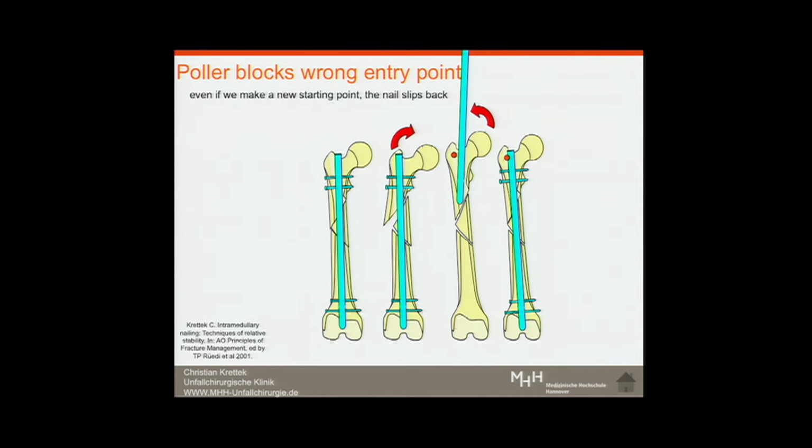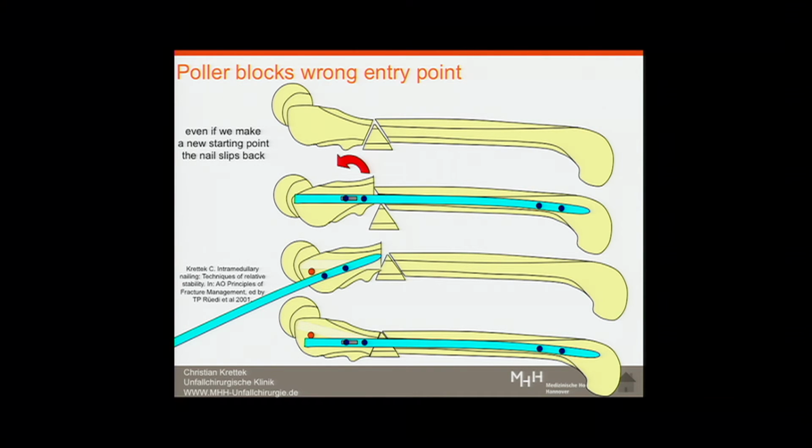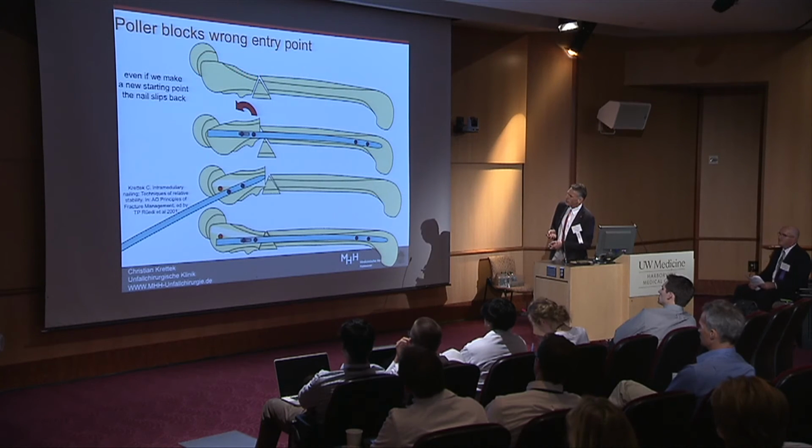Also, polar screws can block wrong nail passes due to wrong entry points in the proximal femur. We know the situation. Once we have a wrong starting point, there is a high risk that the nail slips back into the old nail path. This can be easily prevented in both planes with polar screws, and the antecurvature tendency also can be blocked with the placement of these screws.